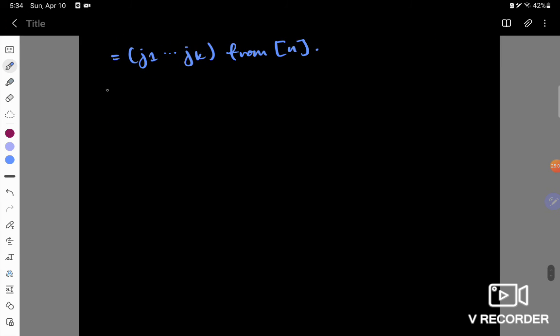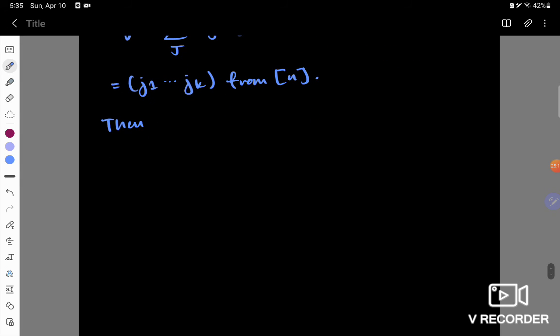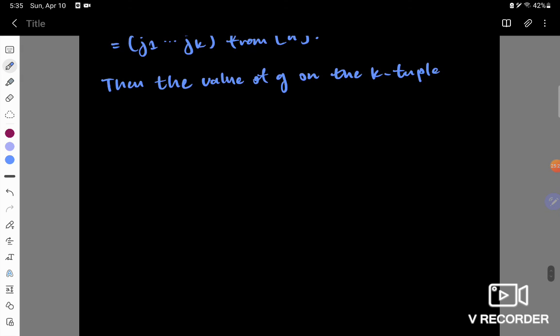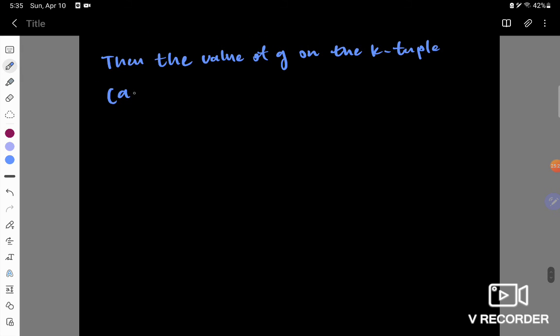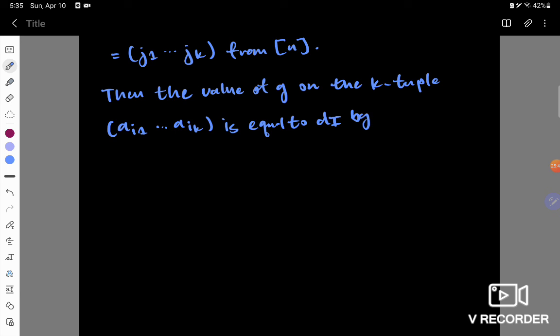Then the value of G on this k-tuple, which we have a I sub 1 through a I sub k, on the k-tuple of the basis elements that correspond to the indices I, so a I sub 1, a I sub k, is equal to d sub I, the scalar that we defined above, by the preceding theorem. And I will scroll up to it in a moment.